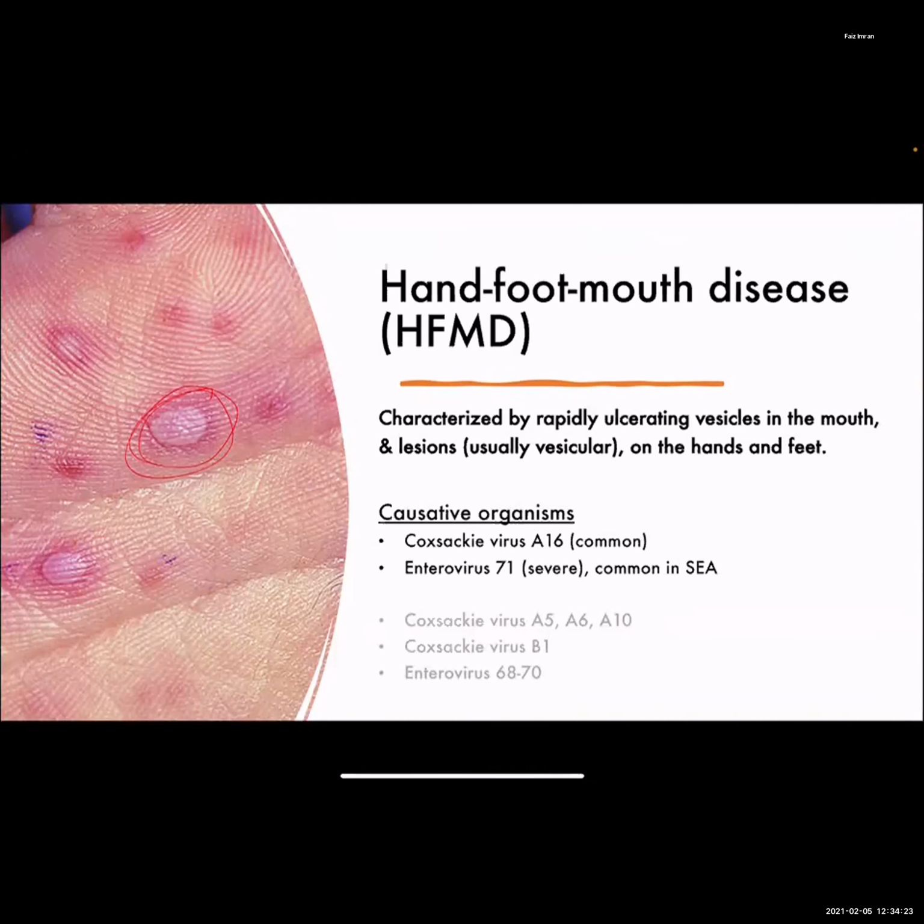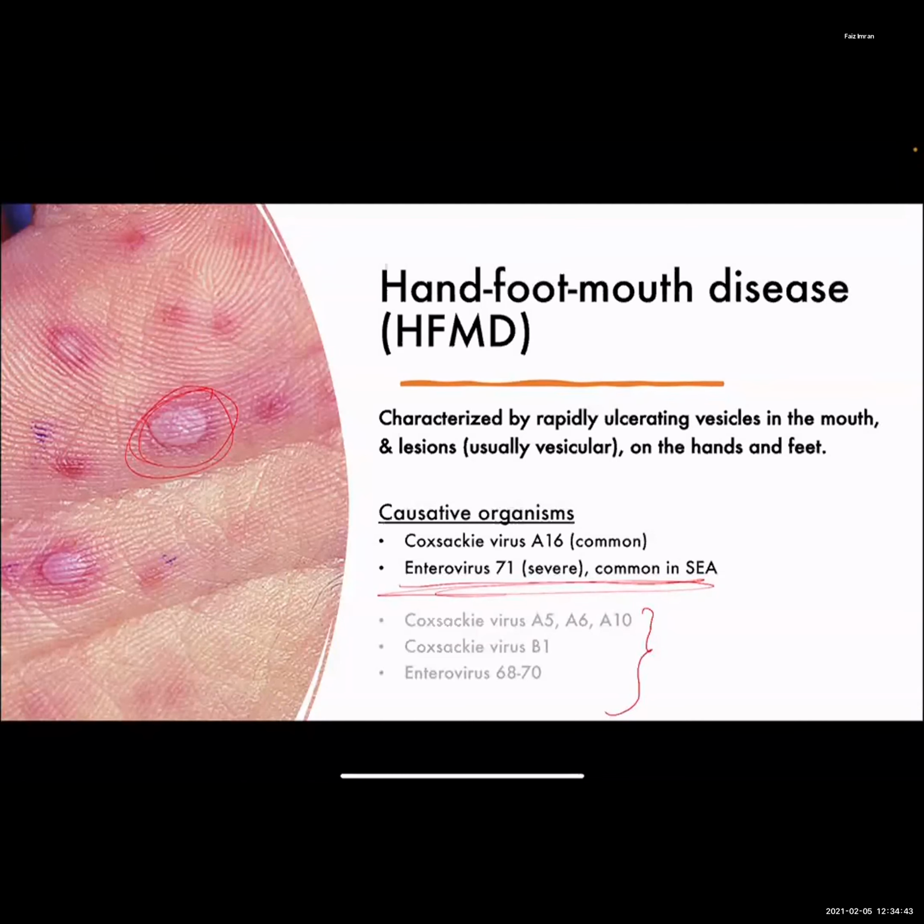These are the common ones. The less common ones are listed down here, but usually these are the common ones at the top, especially enterovirus. You should take note of this. I'll explain about it later. But what you need to know is vesicles, oral vesicles in the mouth, hands, feet.